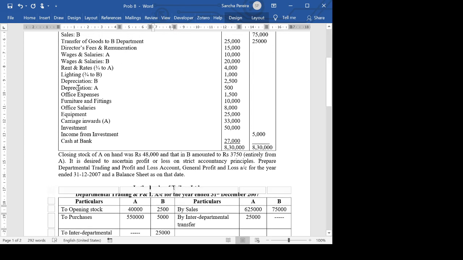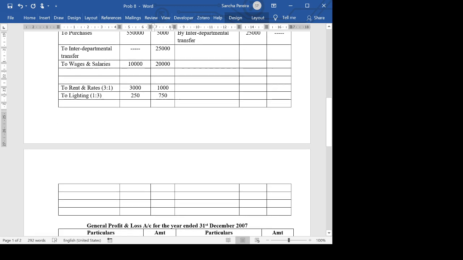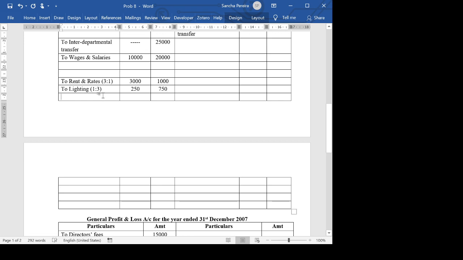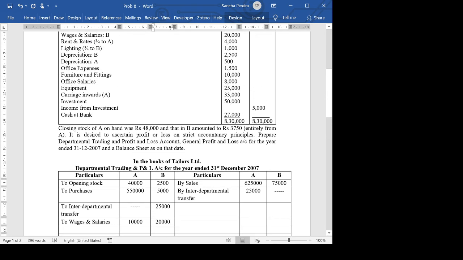Then we have depreciation. B is given first, so be careful. B is 2,500, A is 500. To depreciation, A is 500 and B is 2,500. Just be careful. Okay, it's not given as A and B first.